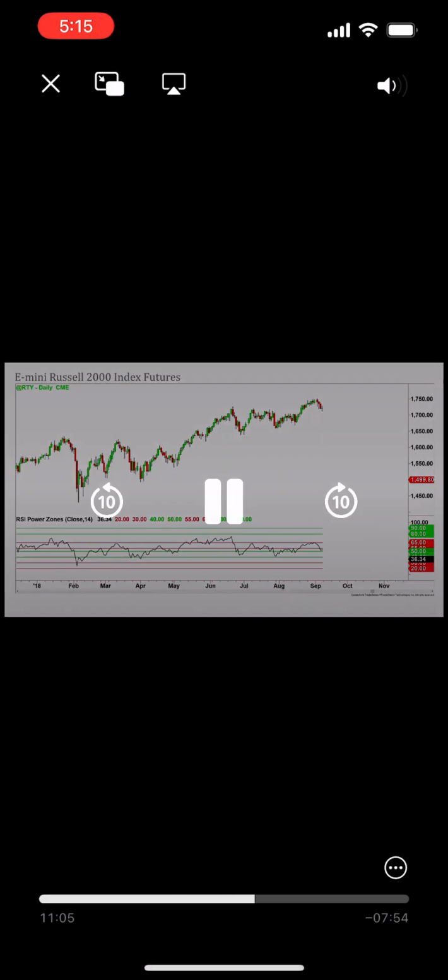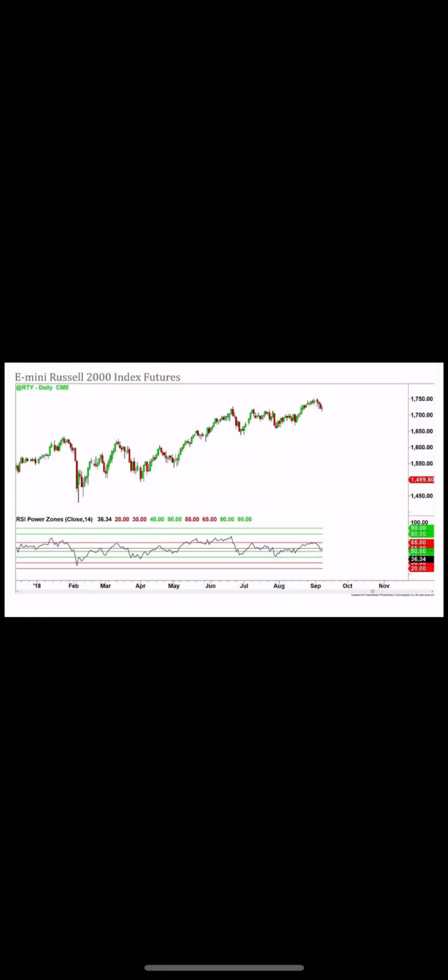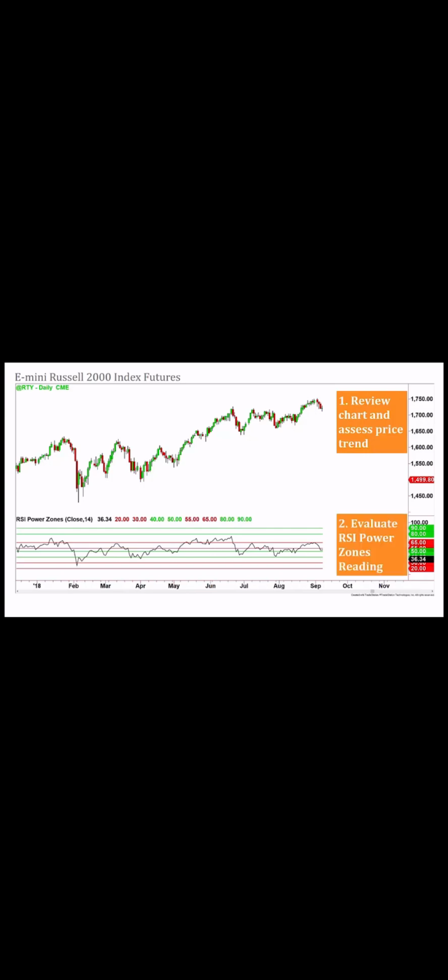Let's move to a different asset class and take a look at an equity index futures on a daily chart. Here we have the E-mini Russell 2000 index futures, each candlestick representing 1 day. Review the chart and assess the price trend. It's a clear series of higher highs and higher lows. Evaluate the RSI power zones reading.